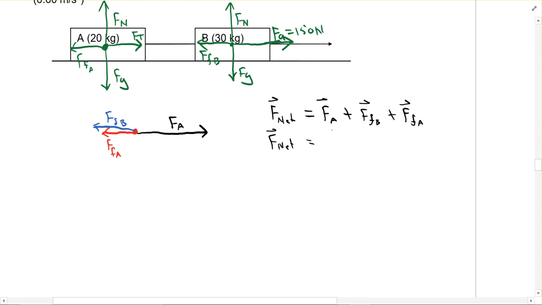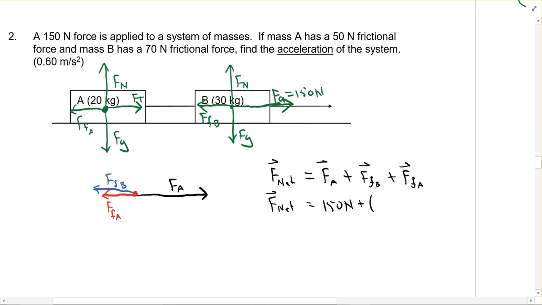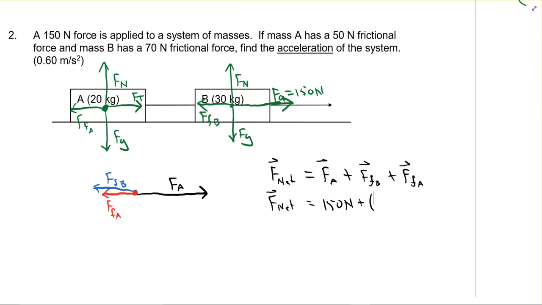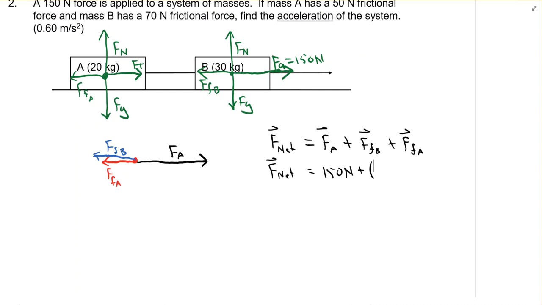So force of friction A was positive 150 newtons. And then plus, now the force of friction were in the negative direction, so force of friction B, it says mass A has entered mass B 70. So 70 newtons, oh sorry, negative 70. And then plus negative 50 newtons. The net force here is going to be 30 newtons in the positive direction.